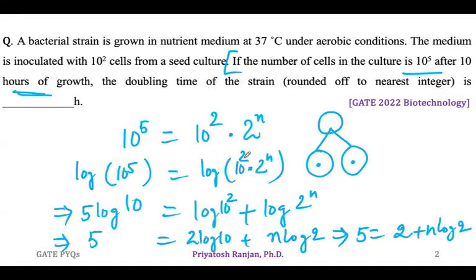Let's get back to the question. The question asks the doubling time of the strain rounded off to the nearest integer, and the value is going to be 1. I hope this solution is clear to each and every one of you.